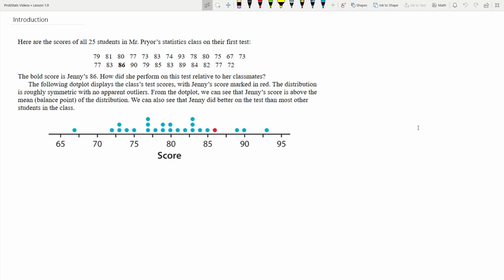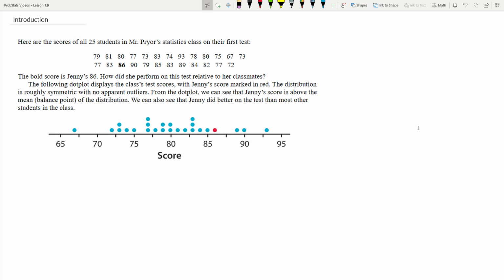All right, so here are the scores of all 25 students in a statistics class on their very first test. So the scores are given below. Now the bold score is Jenny's score, and she got an 86 on the exam. How did she perform on this test relative to her classmates? So the dot plot below actually displays the scores for you. Jenny's is marked in red.